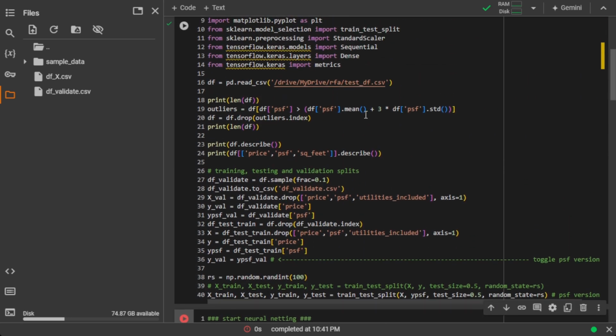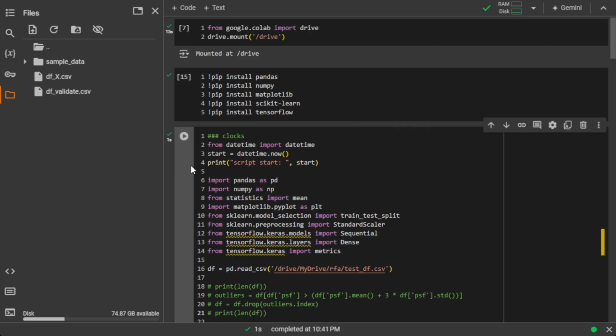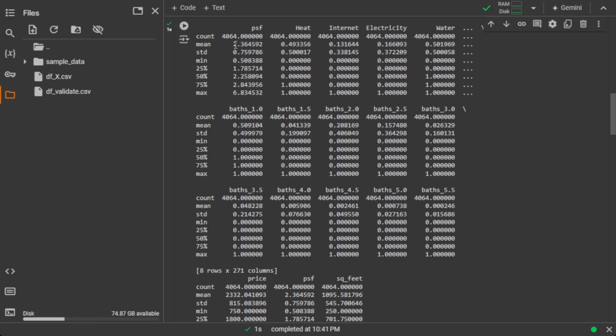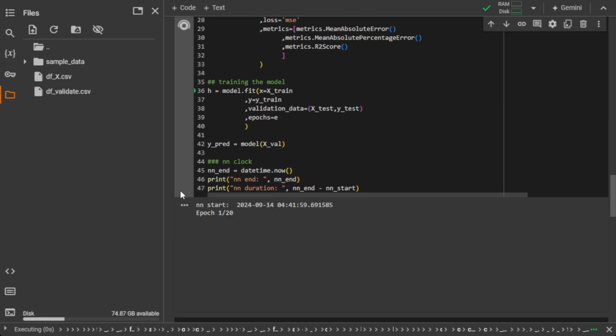What I think will be interesting to see is what happens if we comment out the outlier features. Okay, so that's been run. 236, so we have basically a whole 2 cents more on our mean. Let's run our model.